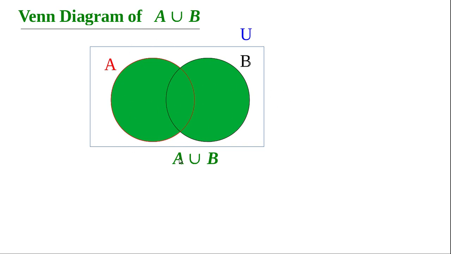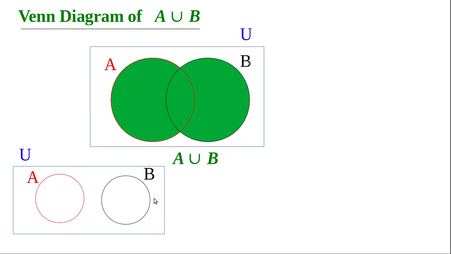One thing is important: it is not compulsory to always draw the two sets A and B like this. Sometimes the two sets may be like this also. In that situation, what is A union B? At that time, A union B is the set of all elements in A, so shade the portion A completely, then shade the portion B completely. This represents A union B when A and B are not intersecting.